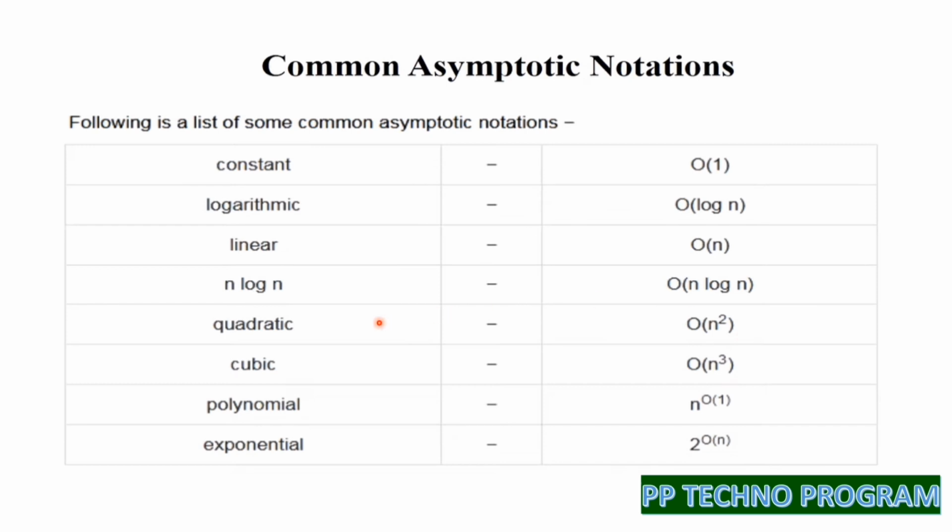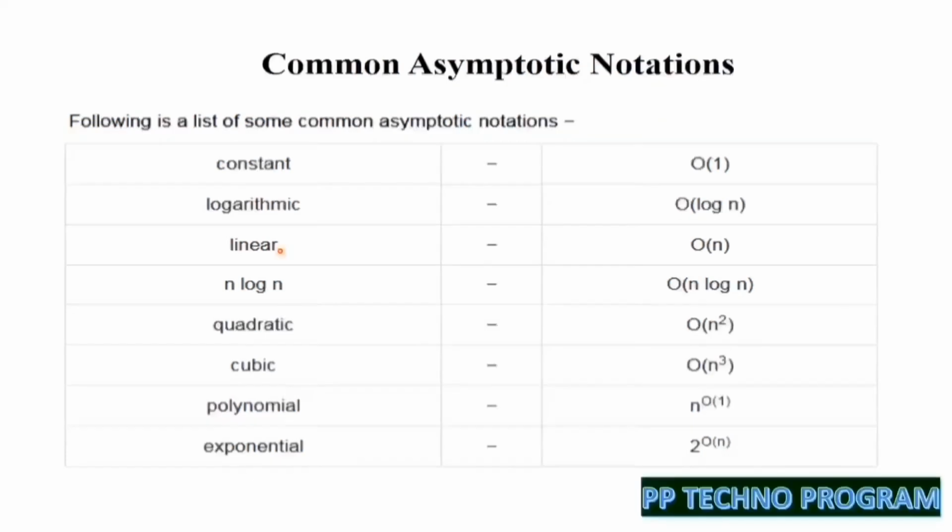If your algorithm has a cubic equation, then time complexity is O(n cube). For polynomial equations, time complexity is big O(n base k). And for the exponential equation, time complexity is big O(2 base n). These are all the common asymptotic notations of the worst case time complexity. I think it is clear.